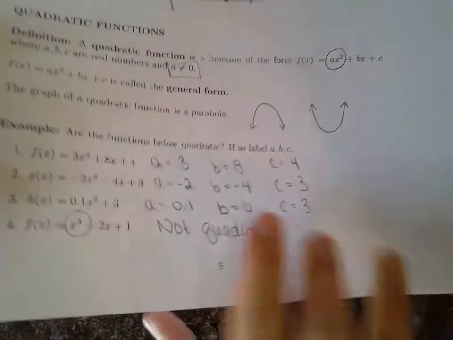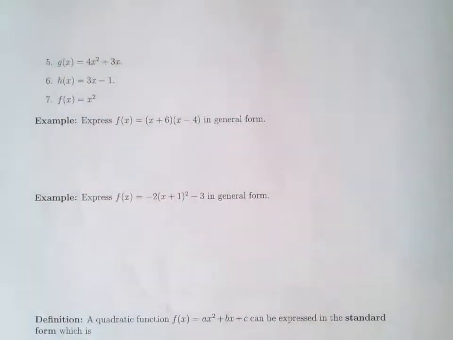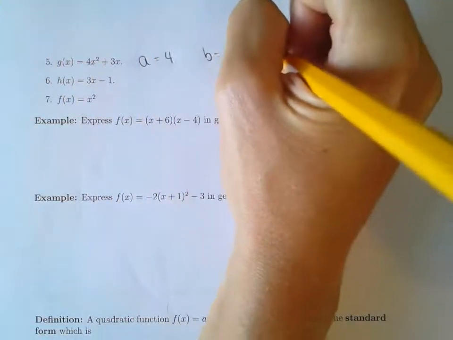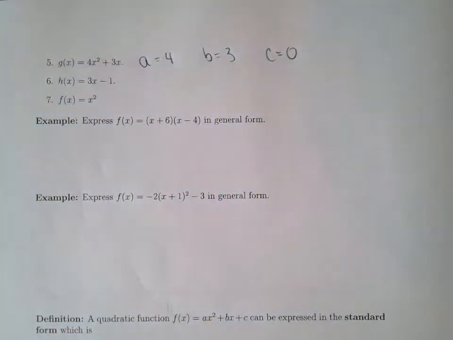On top of page 6, we're going to continue this. Number 5, g of x equals 4x squared plus 3x. Yes, this is quadratic. a would be 4, b is 3, c is 0. We don't have a c value. Again, you can have c as 0.